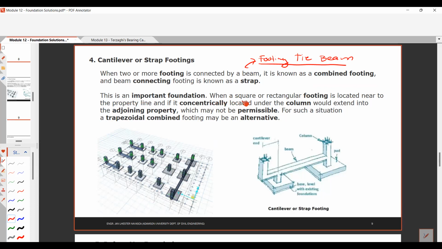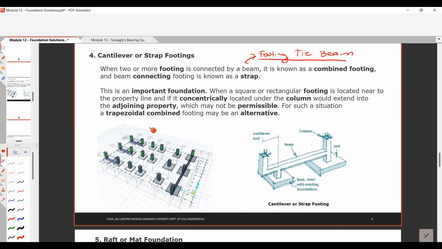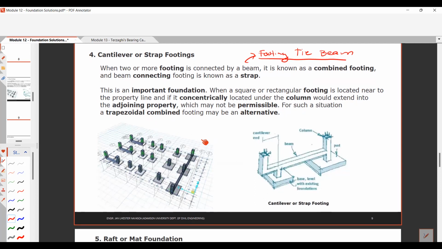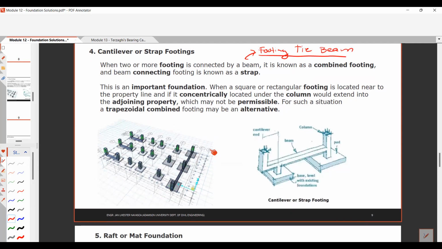When a square or rectangular footing is located near the property line, and it is concentrically located under the column, it would extend into the adjoining property, which may not be permissible. For such a situation, a trapezoidal combined footing may be an alternative, or maybe the use of this cantilever or strap footing. Okay, so this is an example of an actual design of foundation. This one is from my recent project. This is the foundation solution in my previous project.